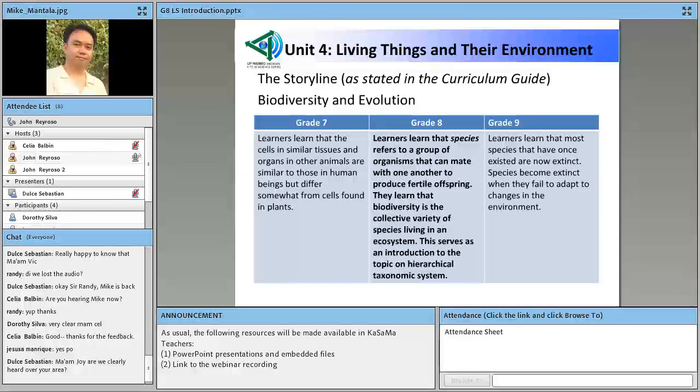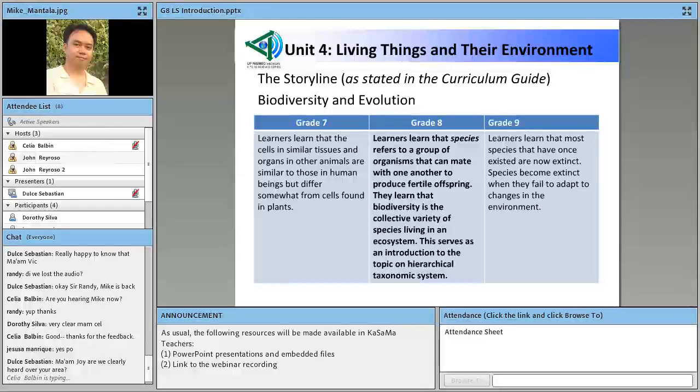Then in grade 8, learners learn that species refers to a group of organisms that can mate with one another to produce fertile offspring. And then they also get to learn biodiversity as the collective variety of species living in an ecosystem. So this serves as an introduction to the topic on hierarchical taxonomic system. So that's for biodiversity in grade 8.